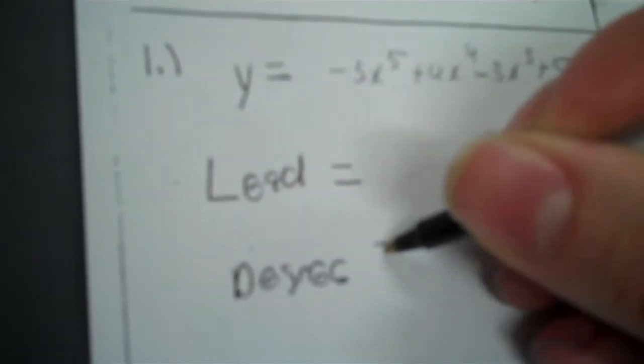So the first equation, y equals negative 3x to the 5th power plus 4x to the 4th power minus 3x to the 3rd power plus 5. Now it's in proper order. Now the end behaviors are determined by the lead coefficient and the degree. So the lead is negative 3. Since that is a negative, the graph goes down, which would mean negative infinity.